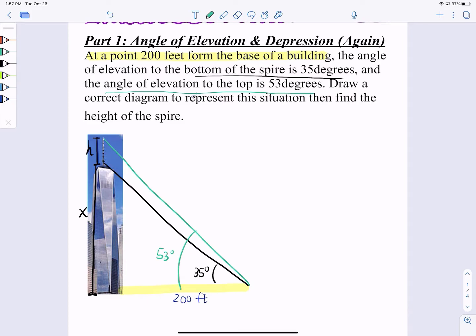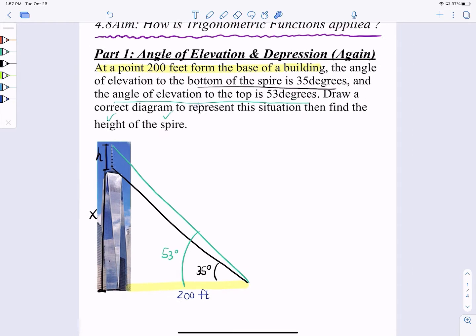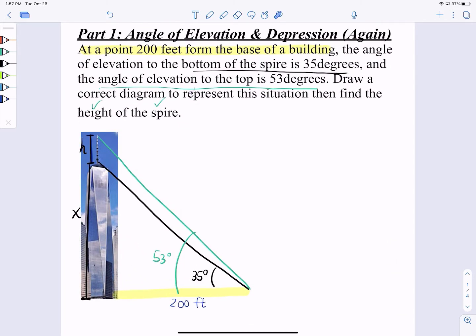That's called modeling mathematics, right? Draw a correct diagram to represent the situation, then find the height of the spire. So all we need is H, but we have X here because maybe we're going to need to find that first, okay? So let's check this out. We need to figure out this or this, but we're given these angles and we know this distance. So we have an opposite and adjacent, and we have these angles. So obviously we need a tangent, okay?